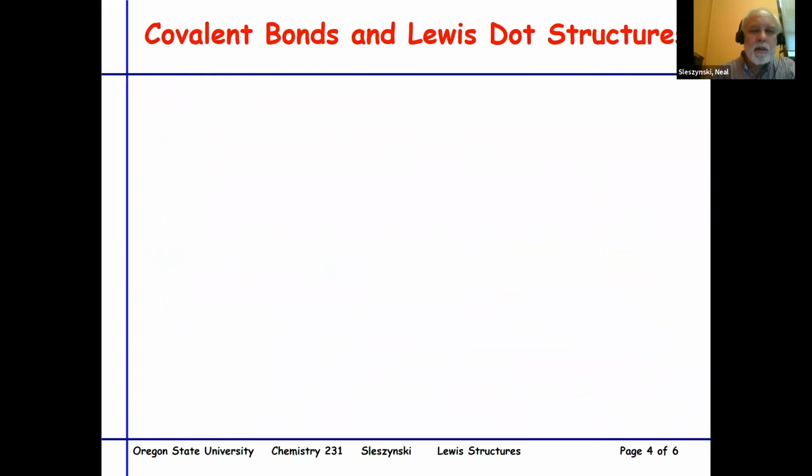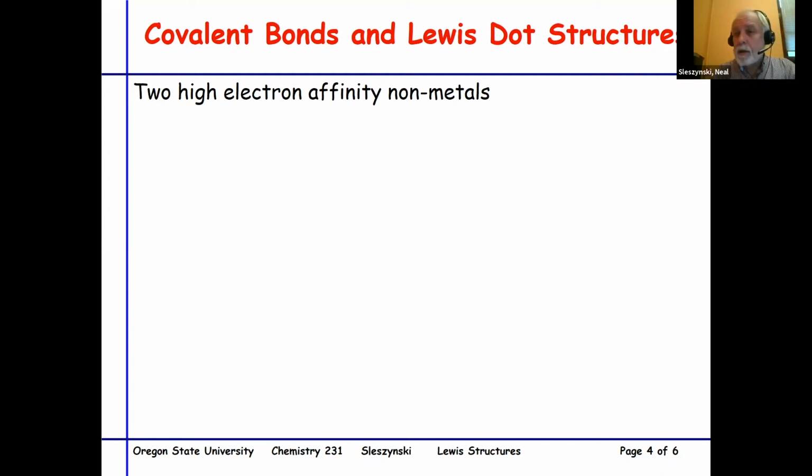Well, let's look at covalent bonds and Lewis dot structures for things other than simple diatomic molecules. What happens when we have two high electron affinity nonmetals? So we have elements from the right-hand side of the periodic table. If we have two elements from the left-hand side, we get metallic bonds. If we have one element from the left-hand side, one element from the right-hand side, we get ionic bonds. When we have two elements from the right-hand side of the periodic table, both with high electron affinities, they want to gain electrons, we end up with covalent bonds as these elements share electrons.